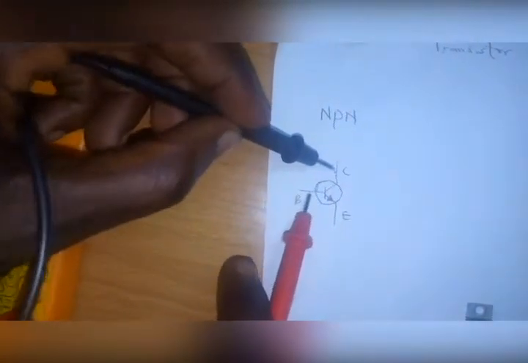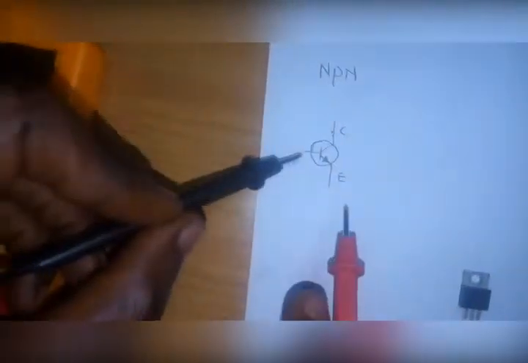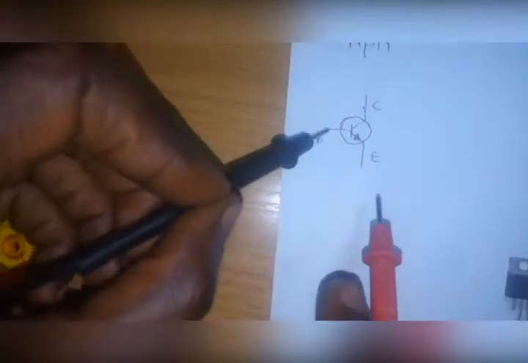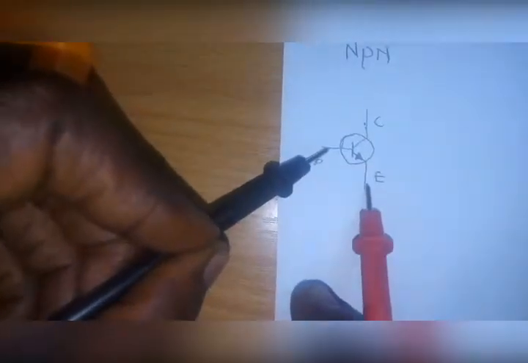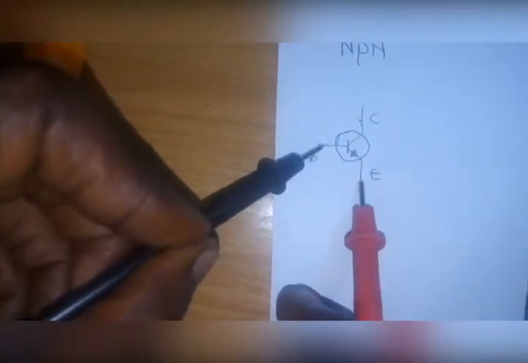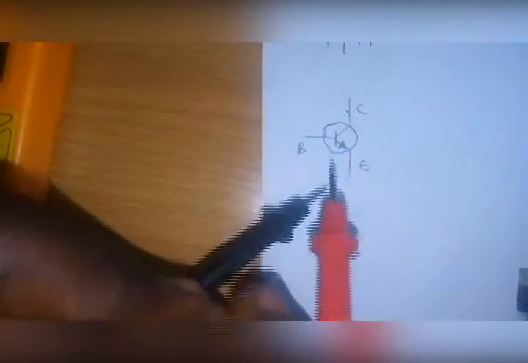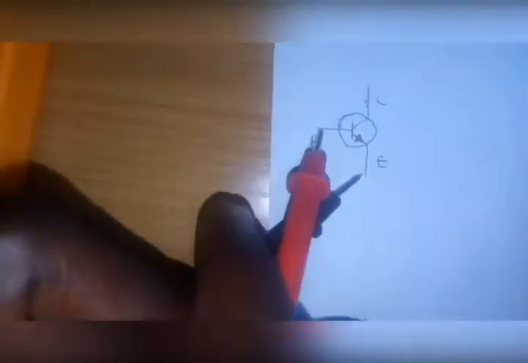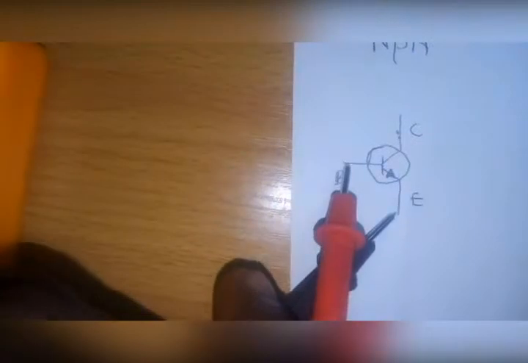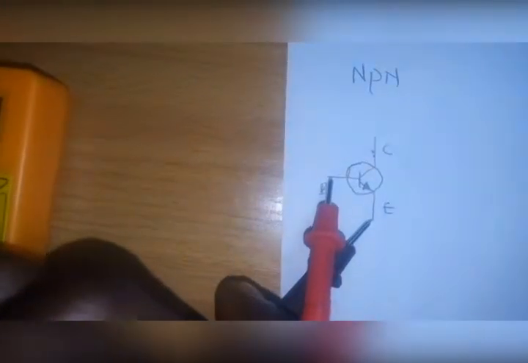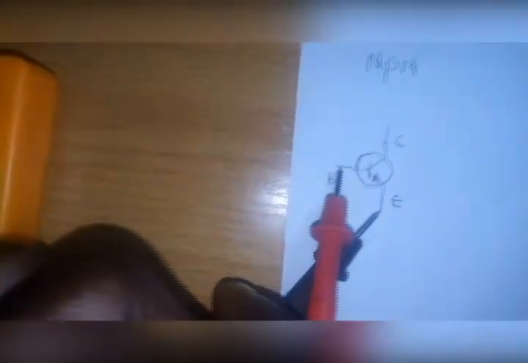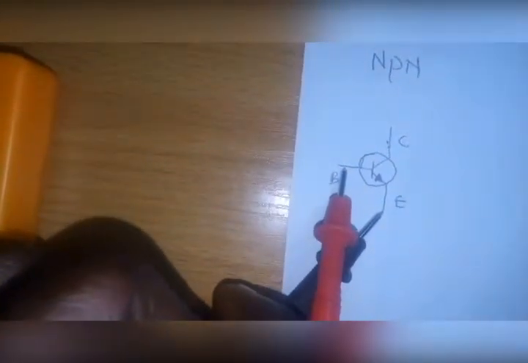So I can easily go back and test again, one leg of my probe to the base and the other leg to the emitter. By the time it reads, it means that by the time I change the leg, it won't give me any reading. So this is one of the easiest methods to test a transistor, especially when you can identify the base out of the three legs.